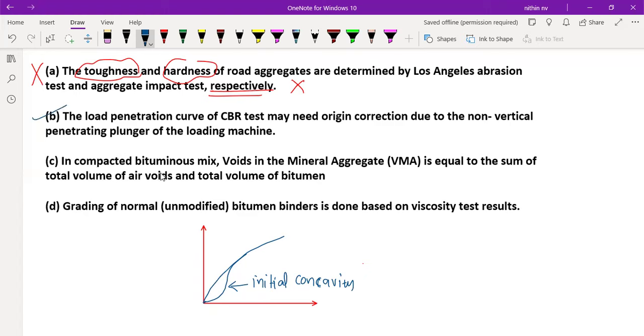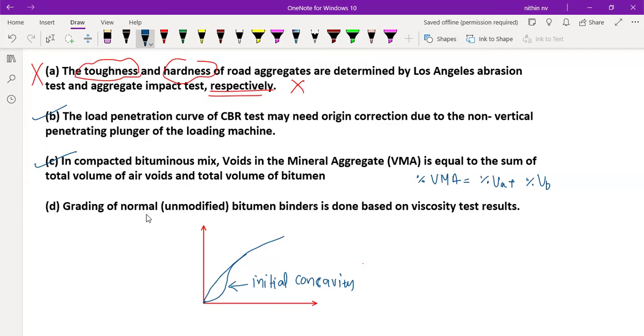Now, in compacted bituminous mix, the voids in mineral aggregate is equal to the sum of total volume of air voids and total volume of bitumen. Yes, it's obviously correct. That's what we are doing in the Marshall bituminous mix design. Percentage VMA is nothing but percentage VA plus percentage VB, where percentage VA is the percentage air voids and percentage VB is the volume of bitumen. So this is also the right statement.